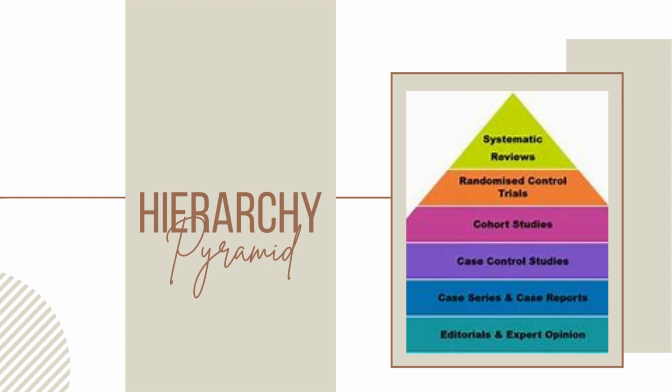let's see if I can think of something. I used to say something different. I'm trying to think of an easier way to retain it. So we have systematic reviews, randomized control trials, cohort studies, case control, case series, and editorials and expert opinions. So there's 6 of those.